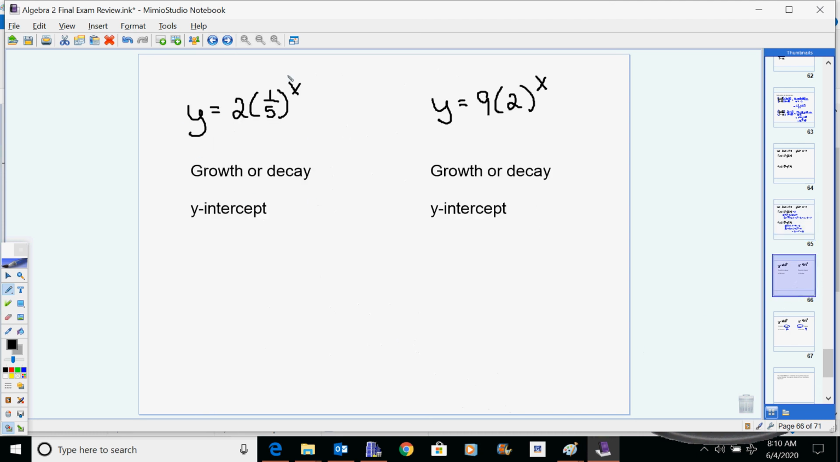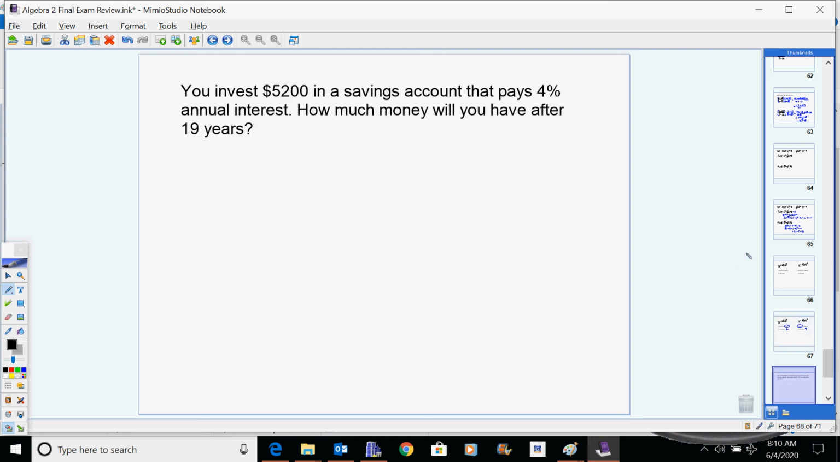Almost done, guys. Growth or decay and the y-intercept. Okay, growth or decay is determined by what is taken to the power. So growth is the ones that are greater than 1 here. Decay are the ones that are less than 1. The y-intercept is the other number that's not taken to the power. All right, and that is it, I think. Nope, wait, sorry, one more.